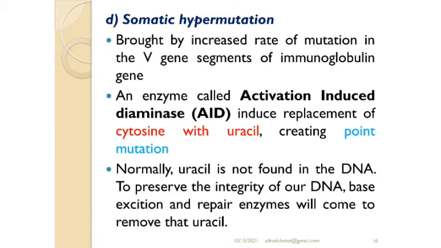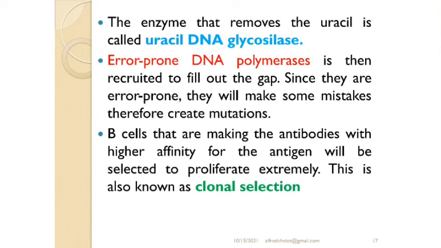So this enzyme will come and try to remove the uracil, which is not supposed to be part of the DNA molecule. Then what follows next is that error-prone DNA polymerases are recruited to fill in the gaps. But since they are error-prone, they will make some mistakes, therefore creating what? Creating mutation. So there will be point mutation. And you also need to know that B cells that are making antibodies with higher affinity for the antigen will be selected to proliferate extensively. And this is what we refer to as clonal selection.